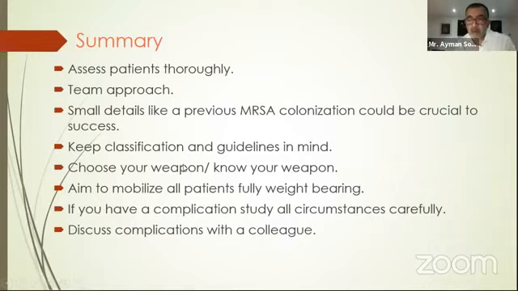Aim to mobilize all patients fully weight bearing. This is very important. These are elderly patients. They won't do well when you tell them to partially weight bear. You just need to fix them to the best of your ability to get them going.